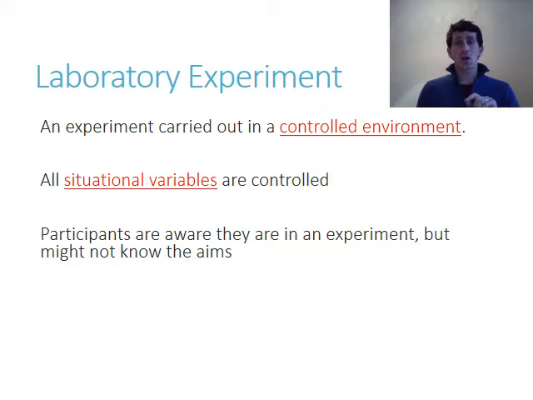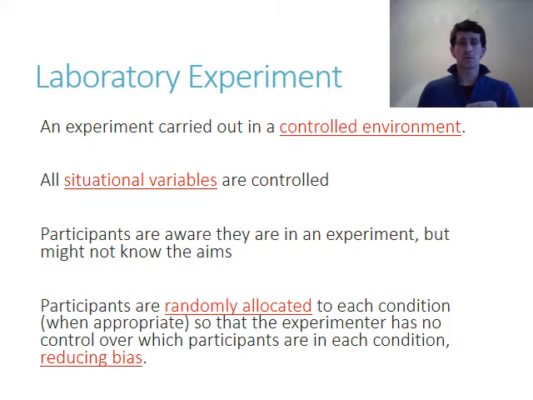Obviously the participants are going to be aware that they are involved in the experiment, but they won't necessarily know the aims, and that's what we don't really want them to know. In most psychology experiments, if they know the aims, they start to change their behaviour. So we don't want them to know the aims if possible.